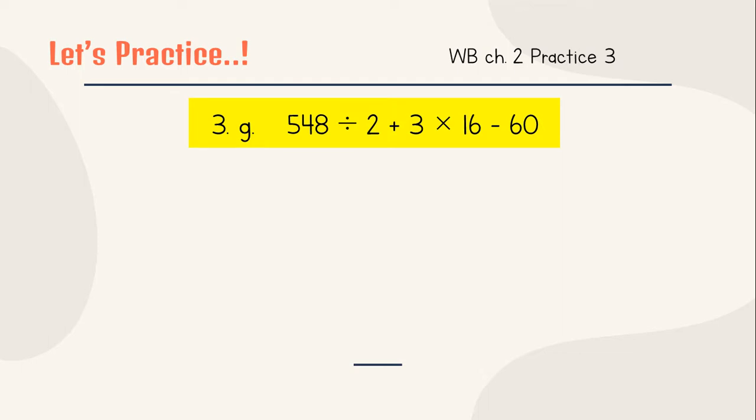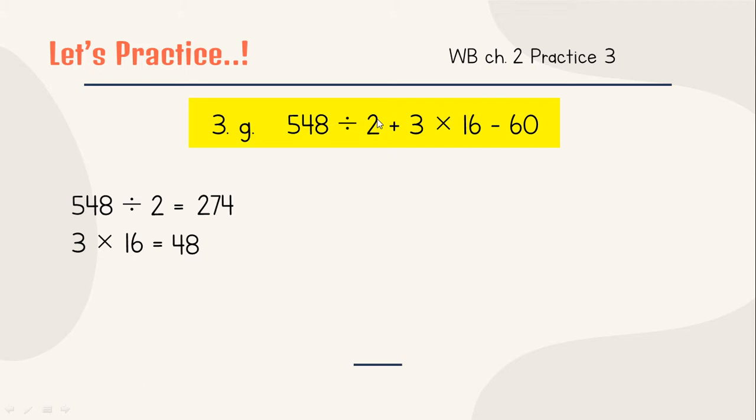3g, 548 divided by 2 plus 3 times 60 minus 60. First step within the bracket. Do we have? Nope. Go to multiply or divide. 548 divided by 2, 274. After that, is it plus 3? Nope, we still have the multiplication, so go to the multiplication. 3 times 16, 48. Then, we are done.